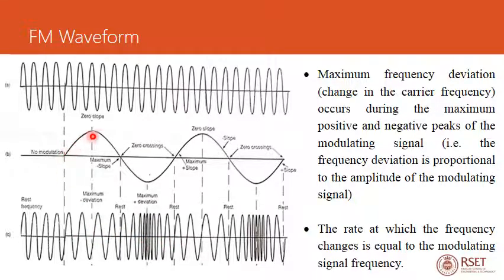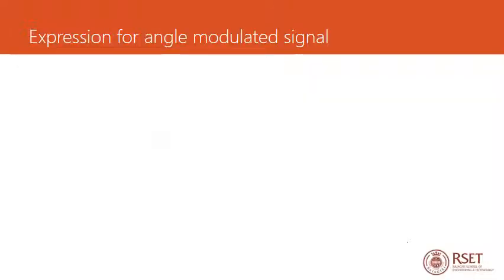During the positive half cycle of the modulating signal you can see a change in the frequency, and during the negative half cycle there is also a frequency change. That is, the frequency deviation is proportional to the amplitude of the modulating signal. The rate at which the frequency changes is equal to the modulating signal frequency. Now we can derive the expression for the angle modulated signal.